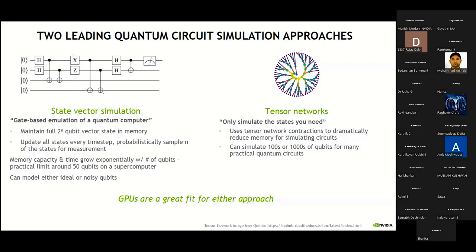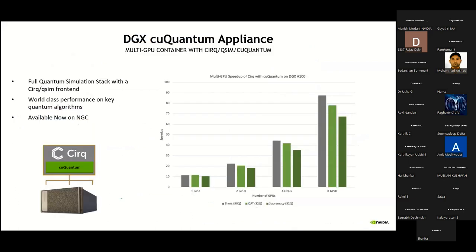Whereas the tensor network maintains the state only as needed. Accordingly, we require less memory and we can go to more qubits. We have already simulated up to 1,000 qubits using tensor networks. And for both of these approaches, GPUs are a great fit and we are showing significant acceleration with that.